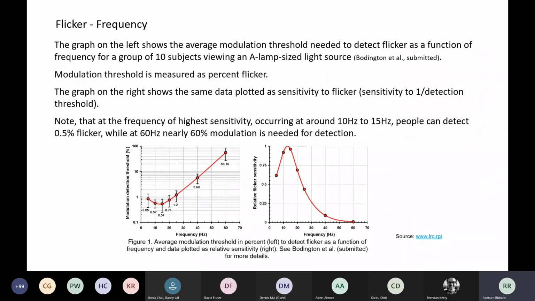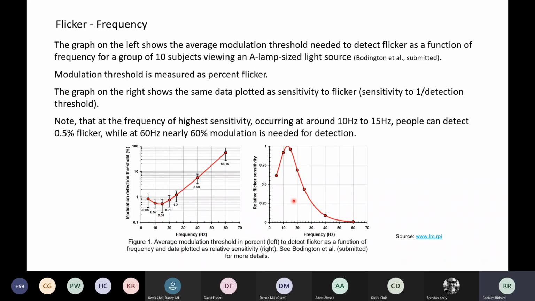Here we can see a couple of graphs. So we have a graph on the left. Now this is the threshold needed, and it was actually a group of 10 people, to be able to detect flicker. And I'll put my laser pointer on, you can see it. You can see here, this is maximum sensitivity, around 15 hertz.